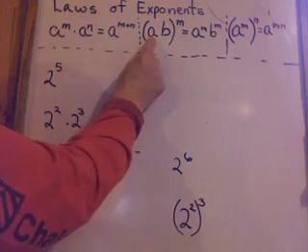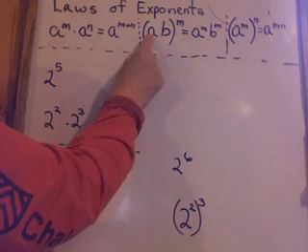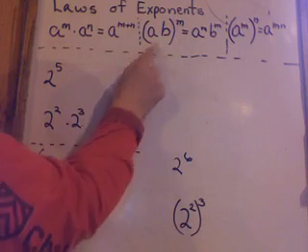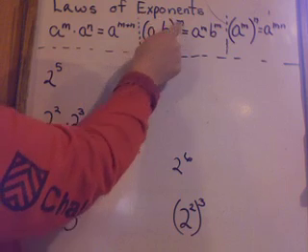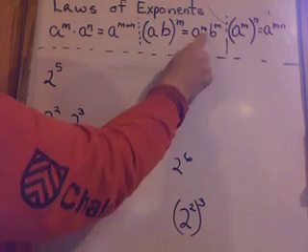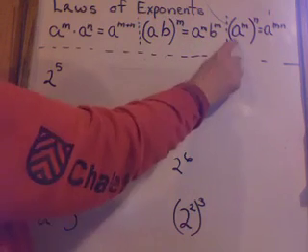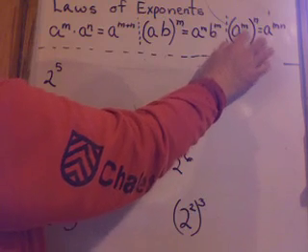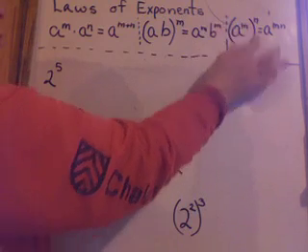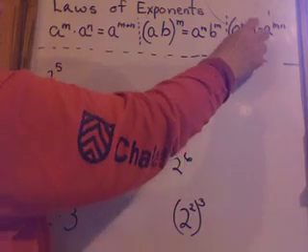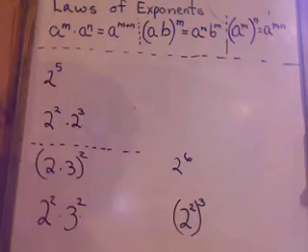Here's another one. When you have two different bases inside a parenthesis carried to an exponent, you carry that exponent to each separate item. So this becomes a to the m, b to the m. The third rule is when you have a base to an exponent and that whole quantity to another exponent, the rule is to multiply the two exponents.